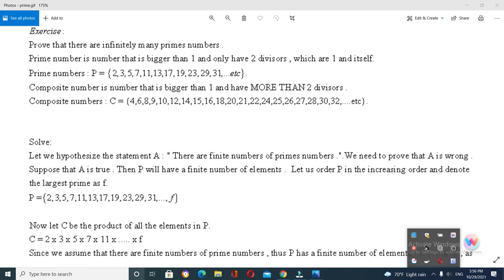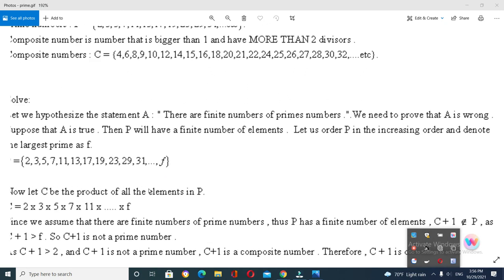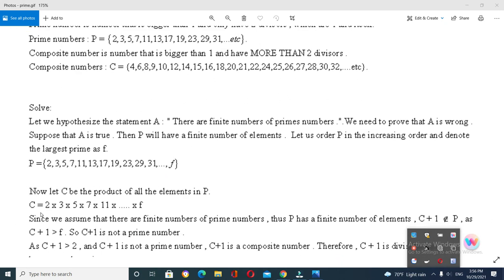Okay, and now we're going to denote C as the product of all elements in P. So C is the product of all elements in P. So C is 2 times 3 times 5 times 7 times 11 all the way to F. Okay. Since we assume that there is a finite number of prime numbers, thus P has a finite number of elements. Obviously, P has a finite number of elements.